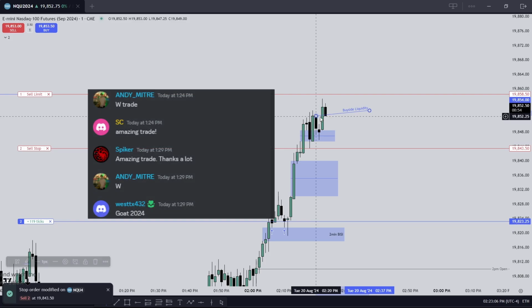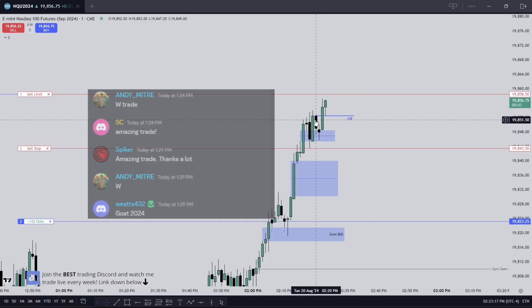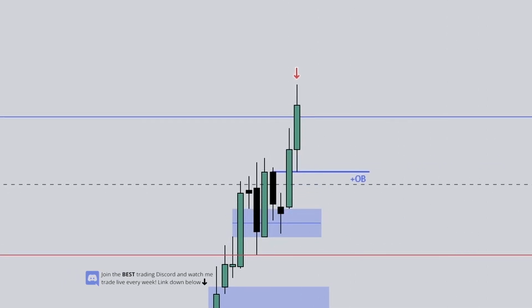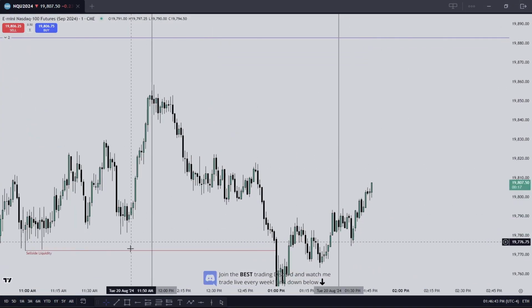I'm watching these two down close candles here. That opening price, I want to see that take us higher. 2 consecutive down close candles, that's a bullish order block.